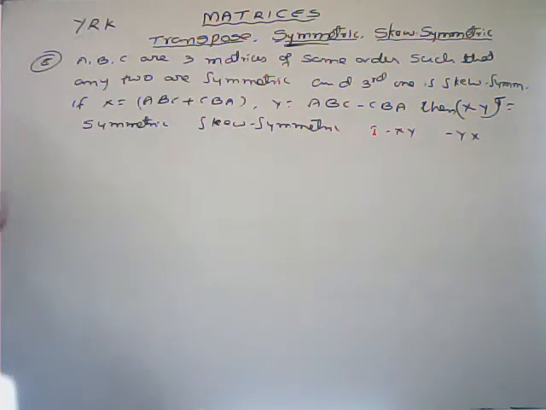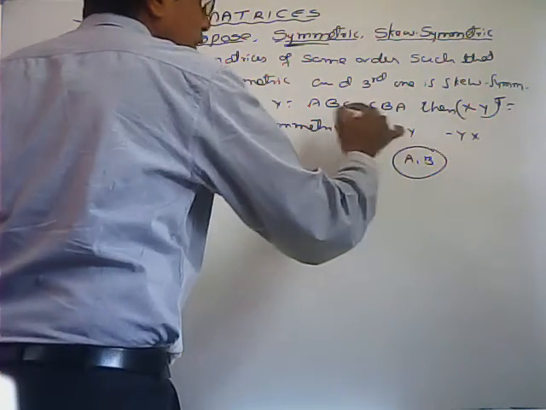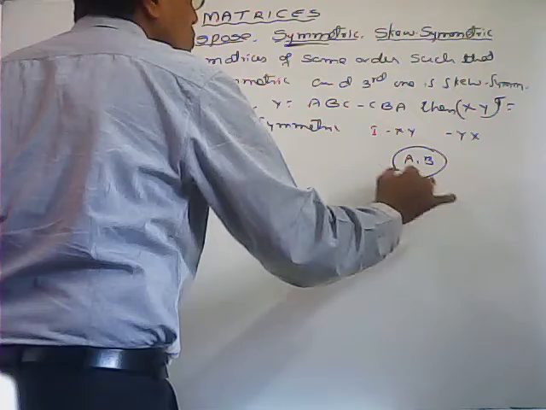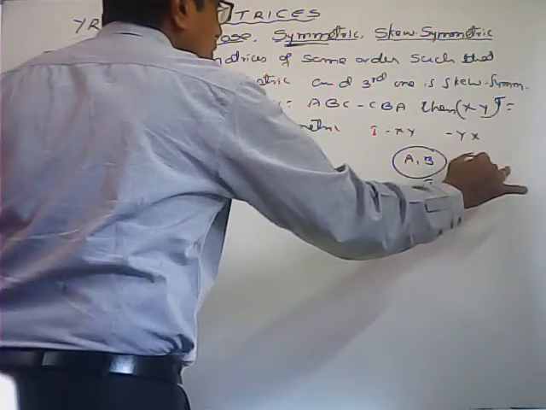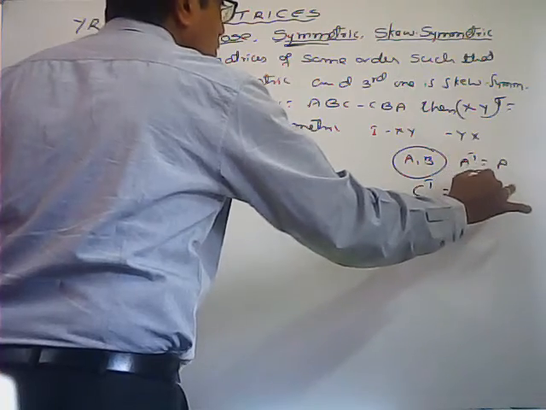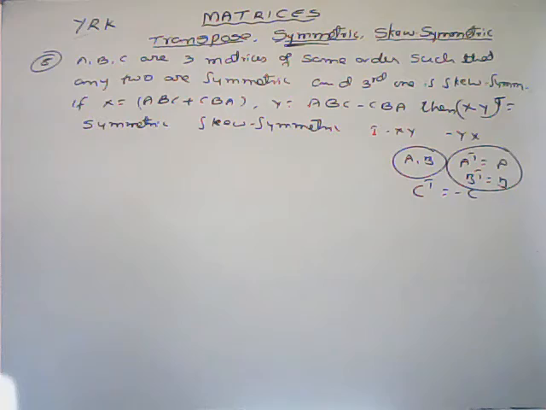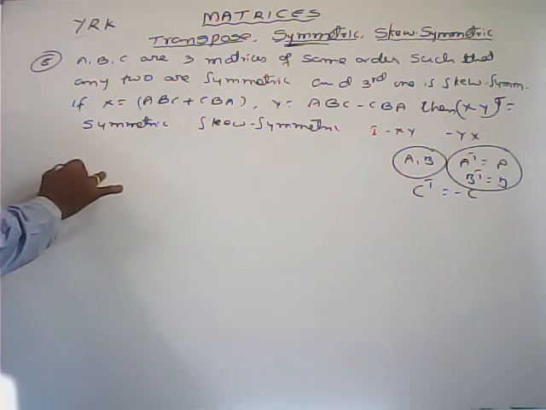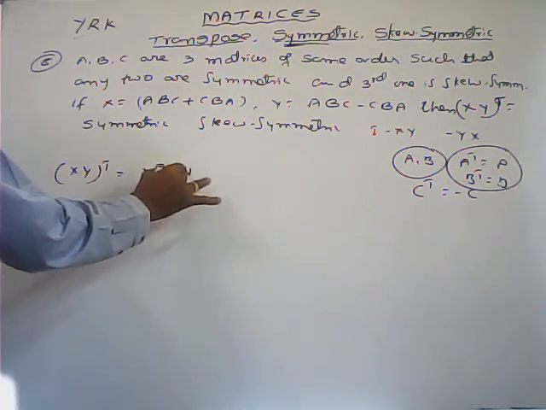Three matrices of the same order such that any two are symmetric. So here I am considering A and B both symmetric and C skew symmetric. So C transpose equals minus C, A transpose equals A, and B transpose equals B. You can take any two as symmetric and the third one should be skew symmetric only. Now (XY) whole transpose is equal to Y transpose into X transpose.